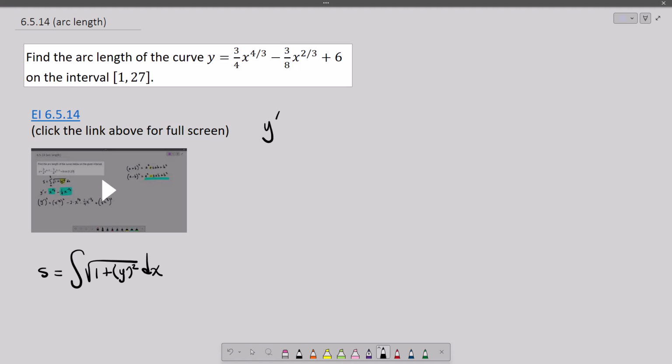So we need the derivative of the function. So y prime. On the test, one of the most common mistakes that I see is getting the wrong derivative, and then everything that follows is a mess.